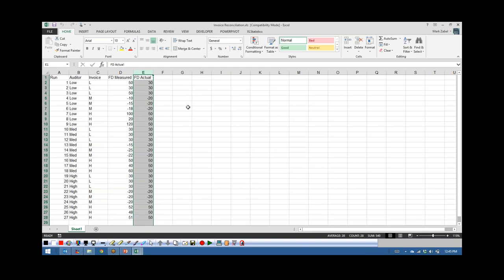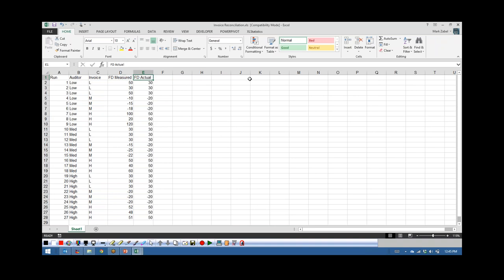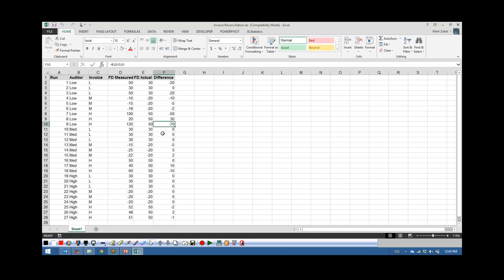Before I do anything, I want to take the delta here, don't I? If I take the delta between measured and actual, I'll just call it the difference. Let's do actual minus the measured. That tells me, for example, minus 20. I don't know what that means exactly. Maybe they're off by $20. Let's just say that's what it is for the purpose of this discussion. I'll make that a little bit easier to read, hopefully. There we go. And so forth. So now I've got this difference.